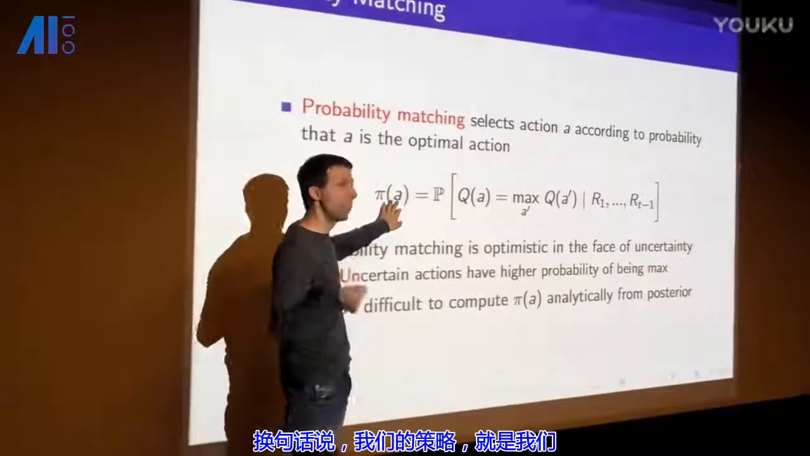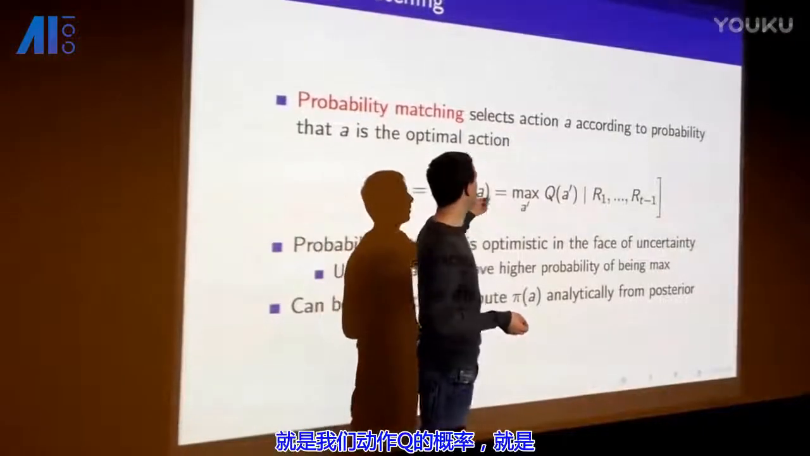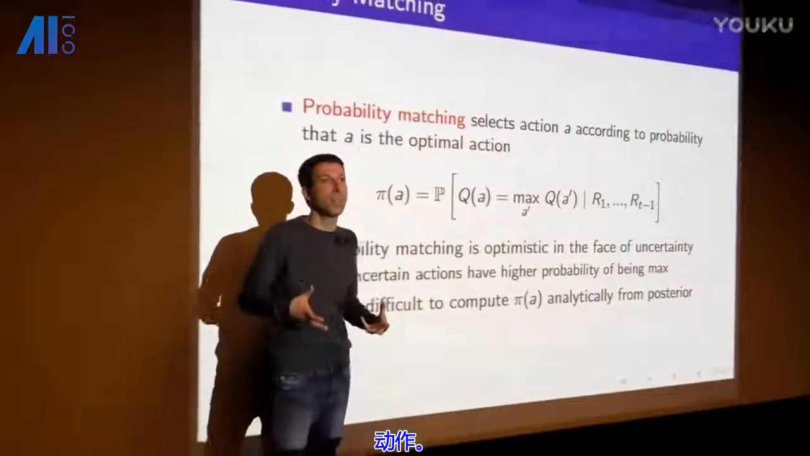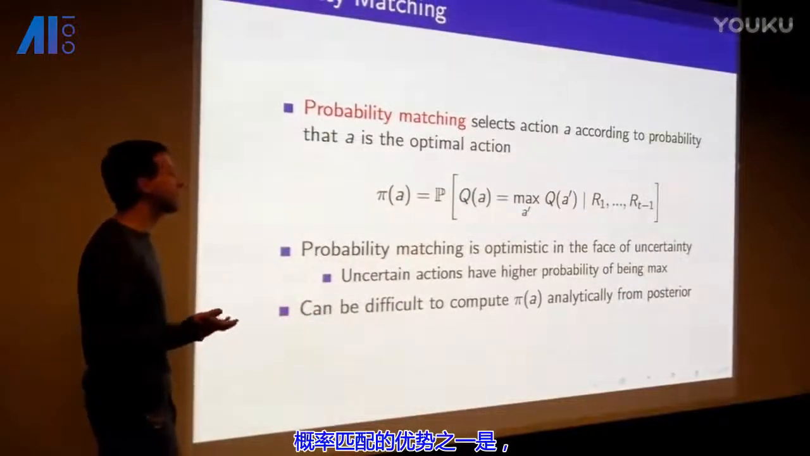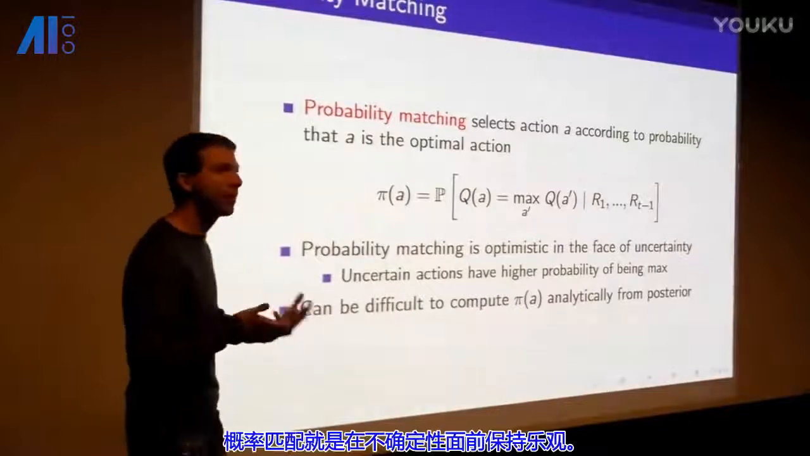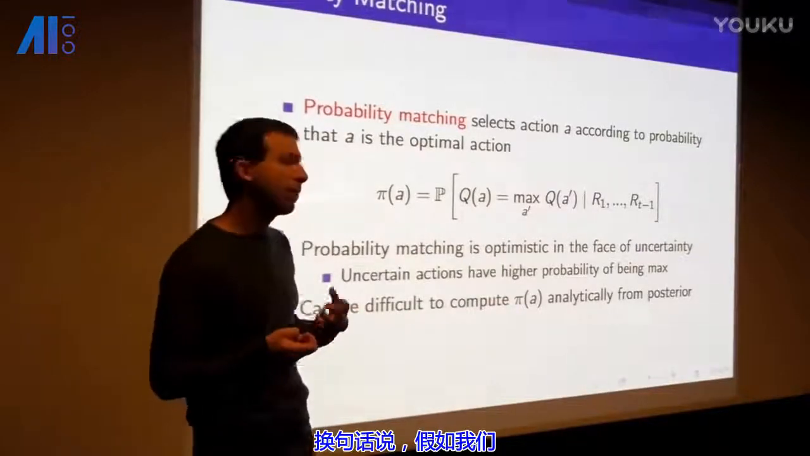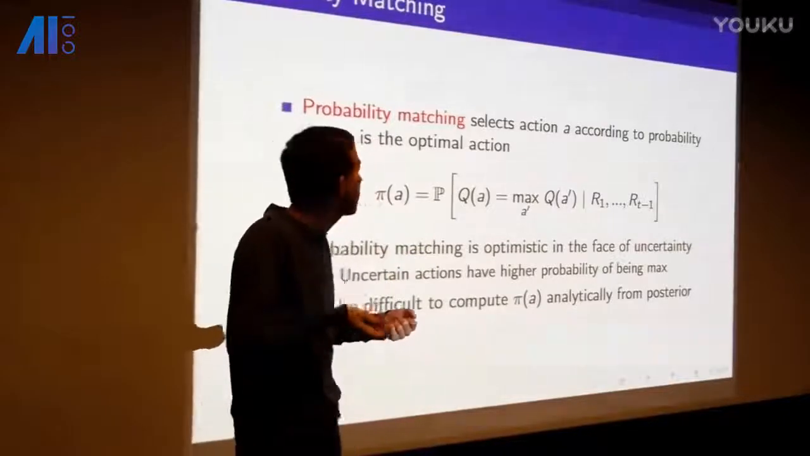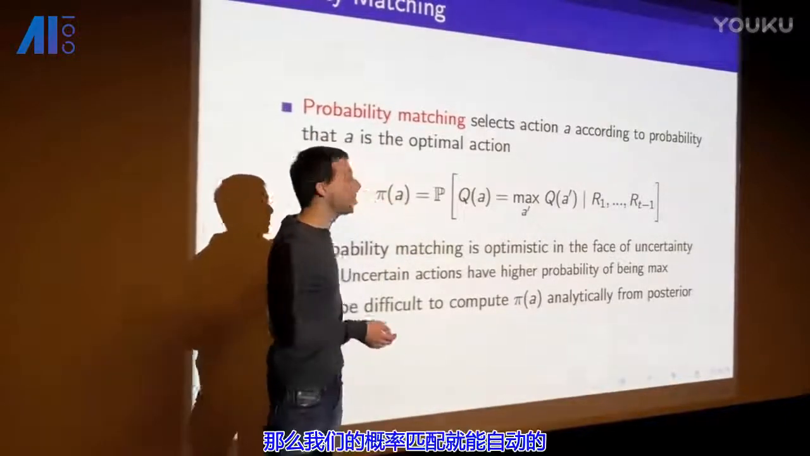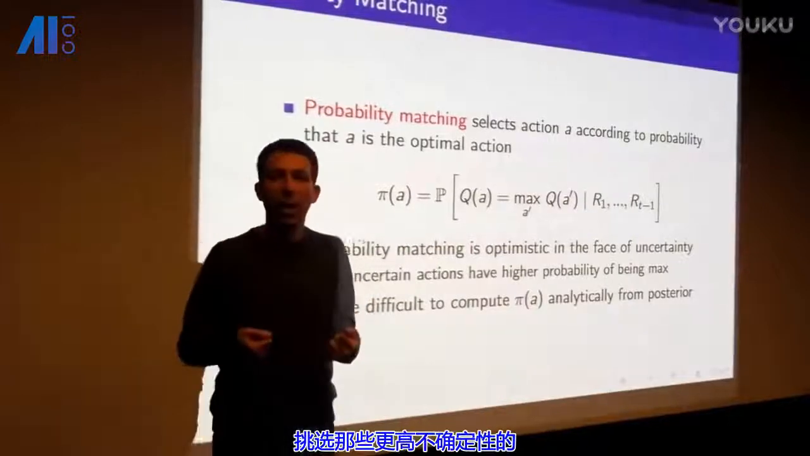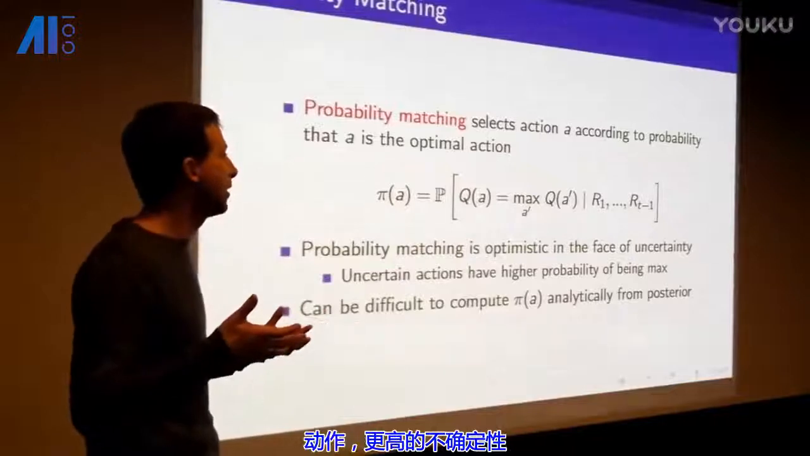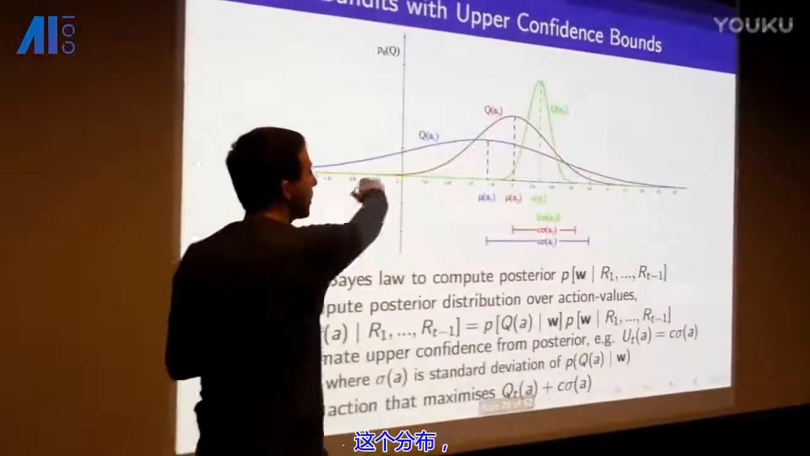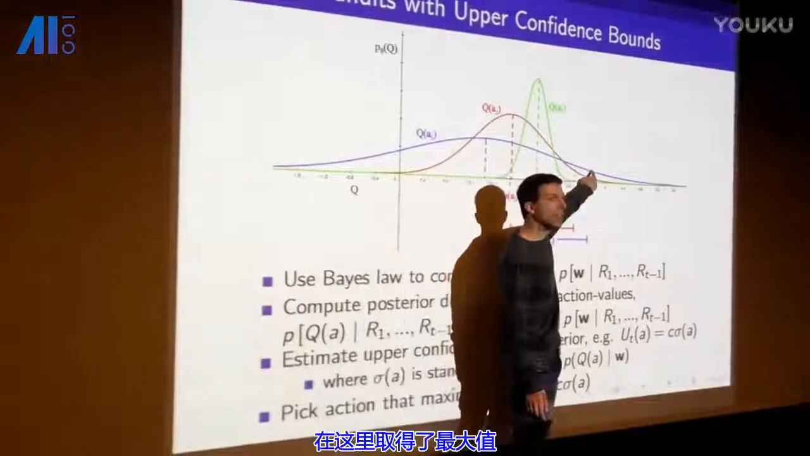So in other words, our policy, the way in which we actually pick actions, is just the probability that our Q value for that action is actually the best Q value. So we want to pick actions in proportion to the probability they're actually the best one. What's nice about probability matching is it automatically does this optimism in the face of uncertainty idea. In other words, if we've got some uncertainty over our Q values, and we just probability match, we automatically pick things which have higher uncertainty. The more uncertainty there is in something, the more chance that thing actually could turn out to be the max. In other words, if we look at these distributions again, what's the probability that blue is actually going to end up being the max?